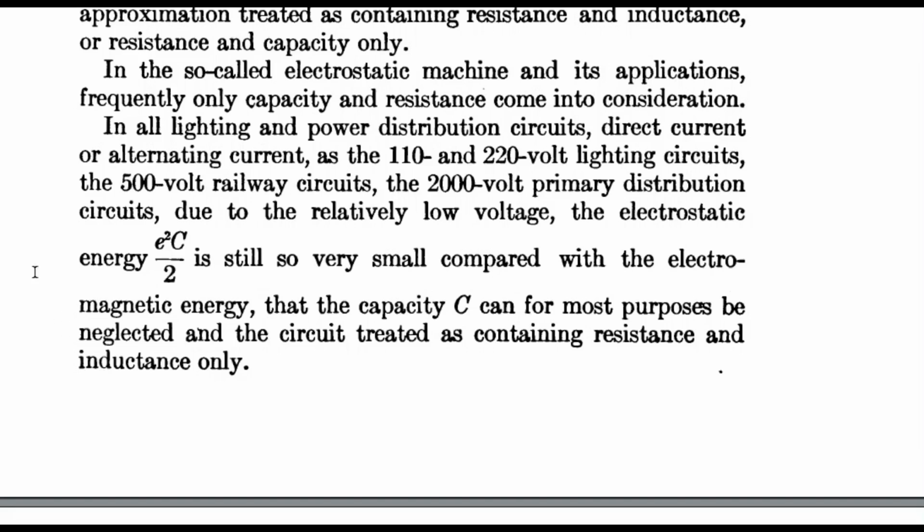In all lighting and power distribution circuits, whether direct current or alternating current, such as the 110 and 220 volt lighting circuits, the 500-volt railway circuits, or the 2000-volt primary distribution circuits, the relatively low voltage renders the electrostatic energy, 1/2 E²C, very small compared with the electromagnetic energy. Therefore, in such circuits, the capacity C can often be neglected for most purposes, and the circuit can be treated as containing resistance and inductance only.